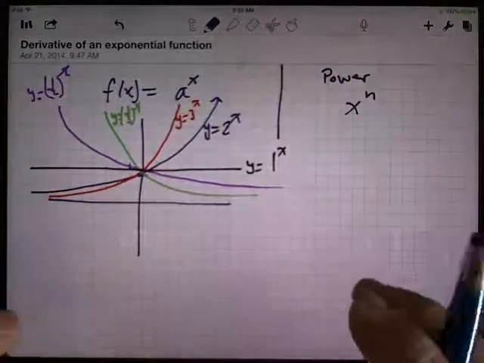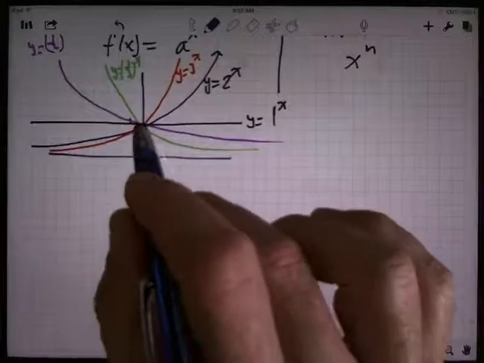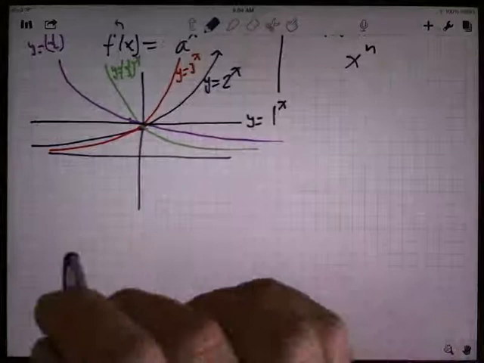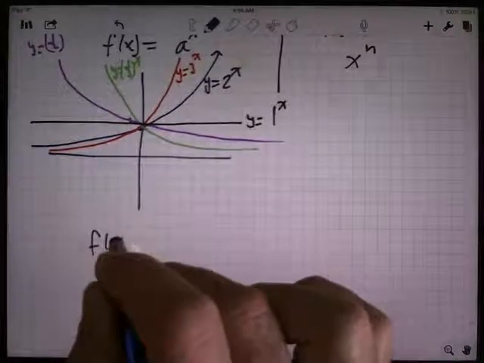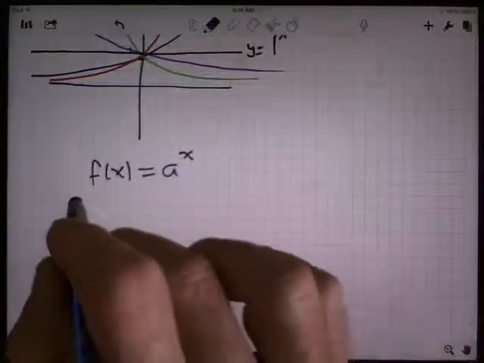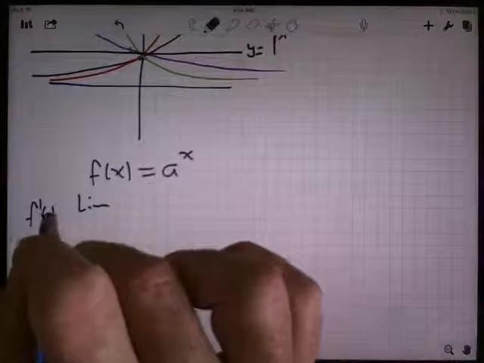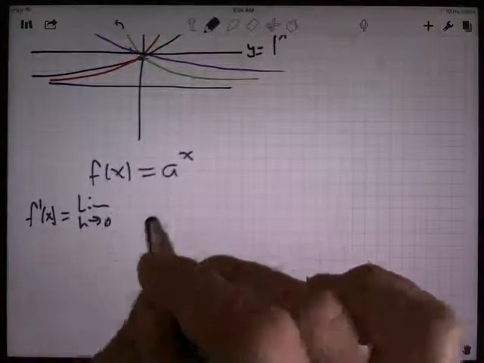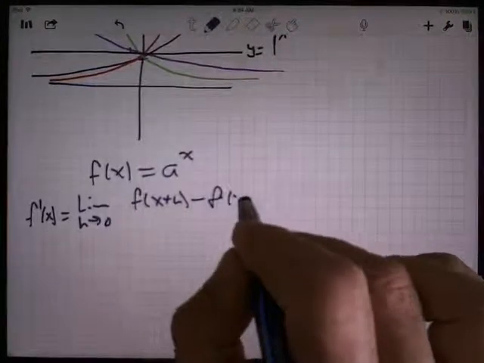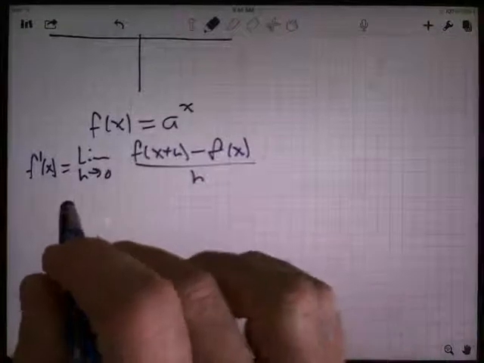Okay, so here we go. They all pass through this point. They all have different slopes. Let's start with f of x equals a to the x, and let's take the derivative using the definition. So f prime of x is equal to the limit as h goes to 0 of f of x plus h minus f of x, all over h. Now that's just the definition. I haven't done anything yet.